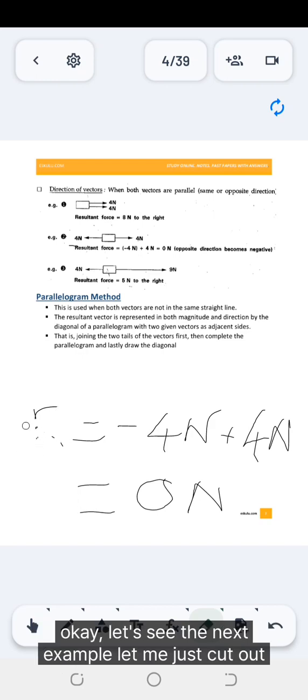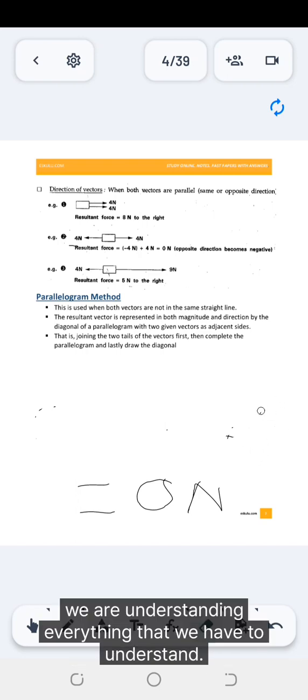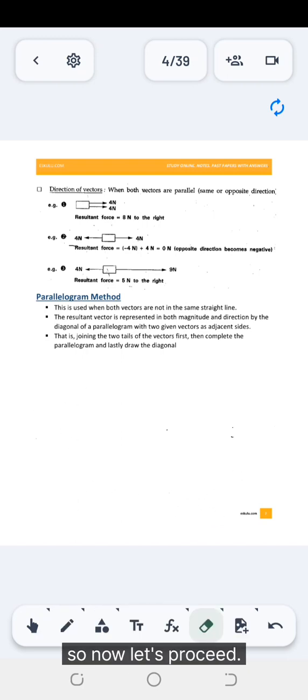Okay, let's see the next example. Let me just clear up some space for this other work. Hope there is no problem. We're understanding everything that we have to understand. Okay, so now let's proceed.